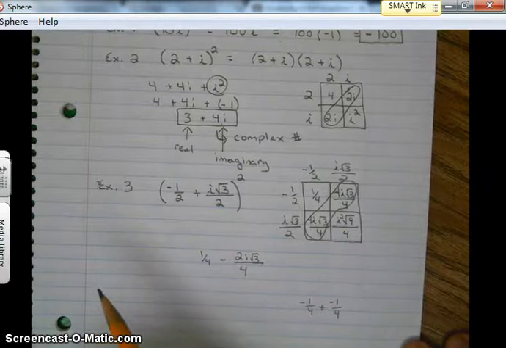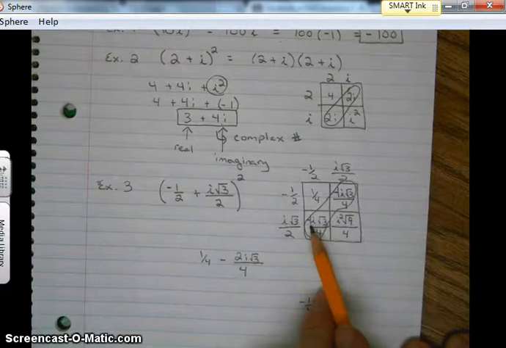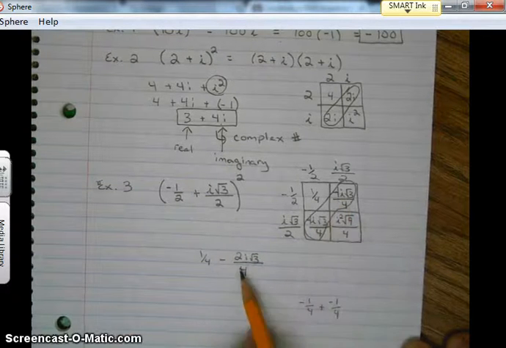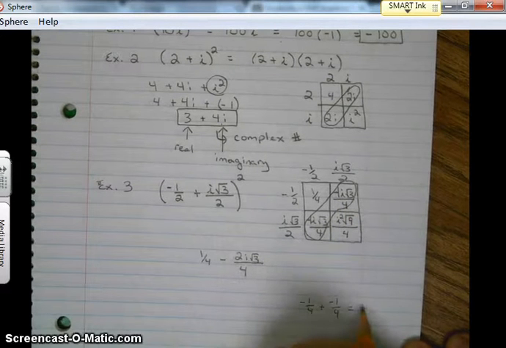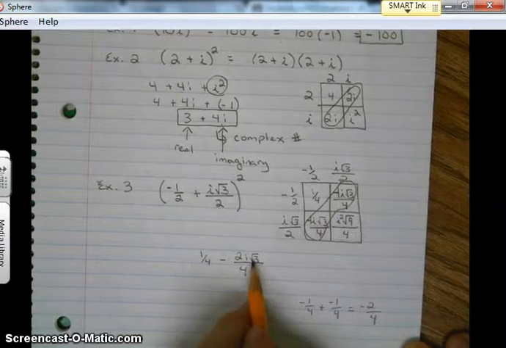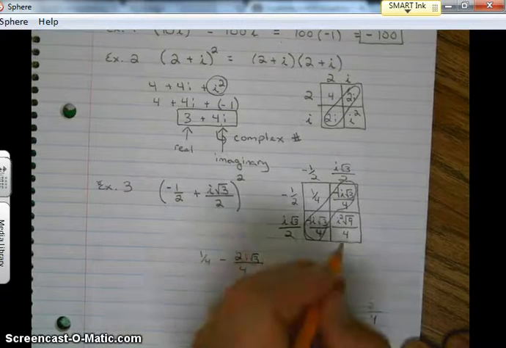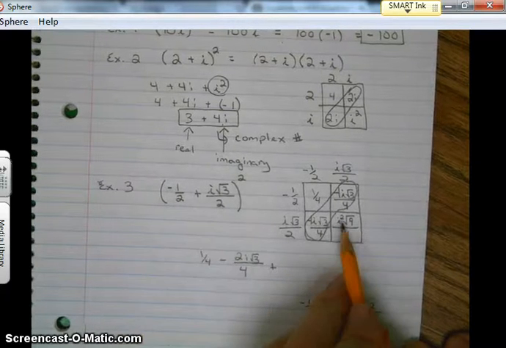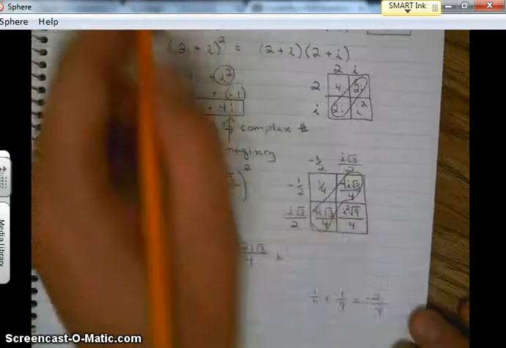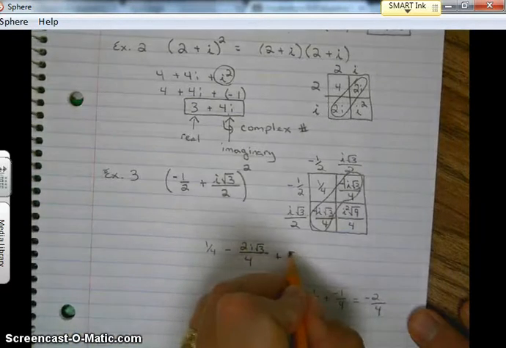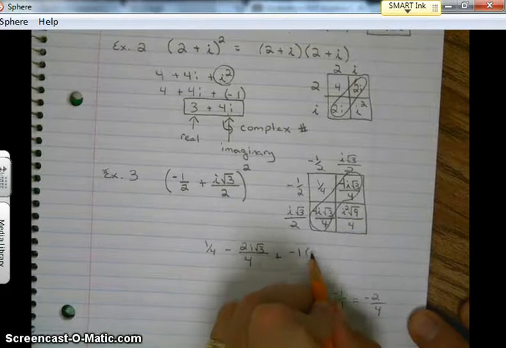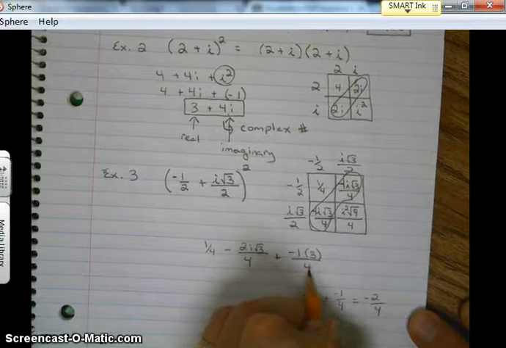Okay? Again, let me repeat that. We added the fractions, negative 1/4 plus negative 1/4. We added those and we got negative 2/4. Okay? And then the I radical 3 stays the same. Then down here, well, we know that I squared is negative 1. So I'm going to go ahead and do that right now. I know the square root of 9 is 3, and that's all over 4.